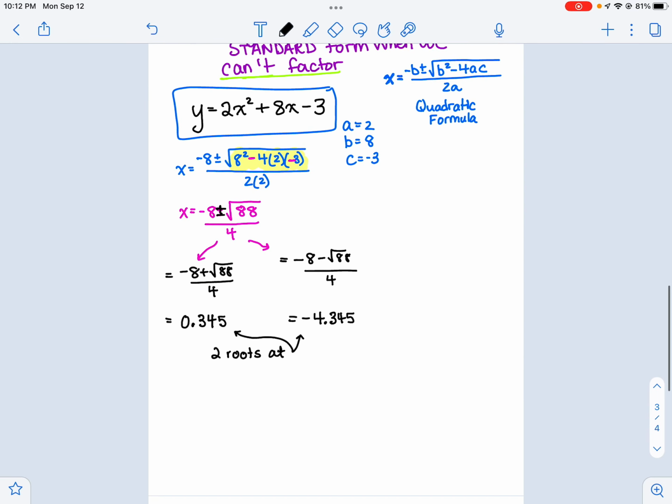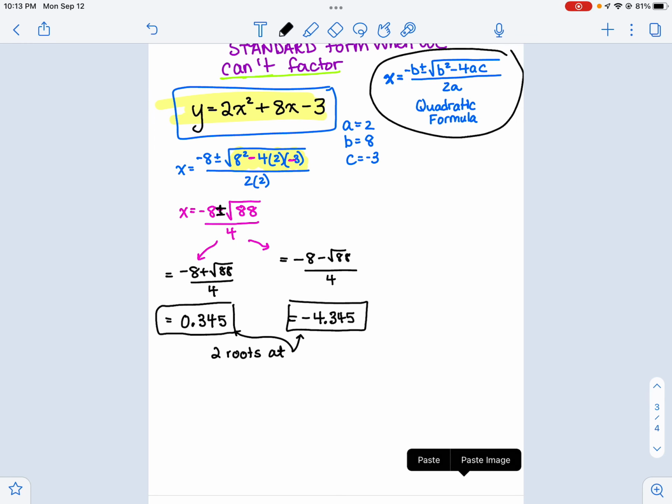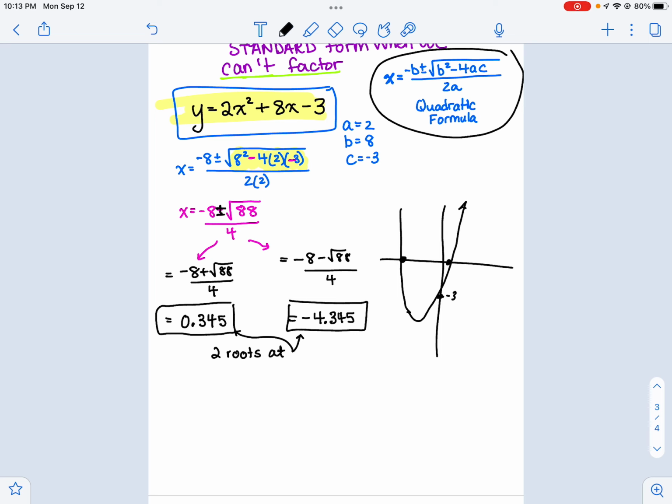All we did there was take an equation in standard form that we couldn't factor, plug it into the quadratic formula, and we found out that our equation has two roots. If we were to graph it, we know one root would be at 0.3 and the other one would be at negative 4. We know our parabola opens up and has a y-intercept at negative 3. So maybe it would look something like that.